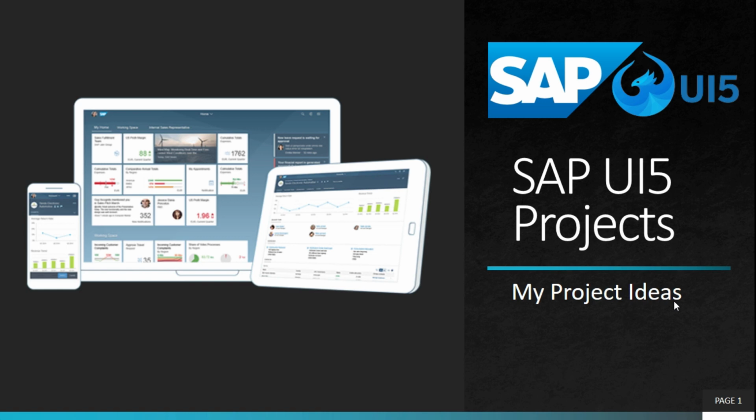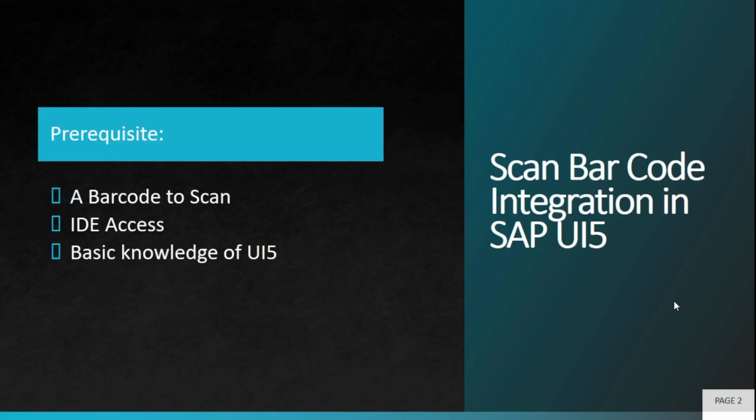This is an ongoing series on SAP UI5 projects. And in this video, we'll learn how to scan a barcode and integrate the same in the SAP UI5 application. This is a very common use case. It has been used everywhere in the warehouse.